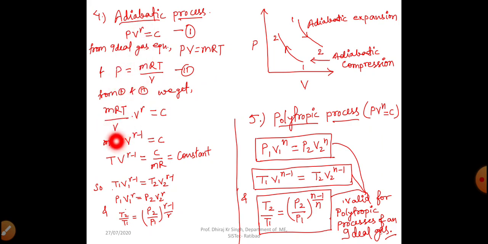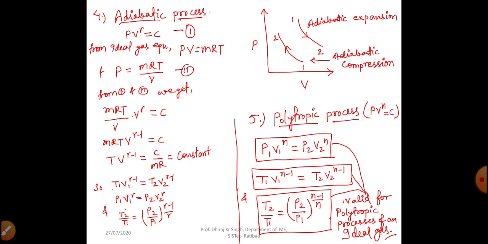After putting the value of P in equation 1, we get mRT by V times V to the power gamma equals constant, and taking the denominator V to the numerator, we can write mRT V to the power gamma minus 1 equals constant. We can also treat mR as constant, so taking mR to the right hand side denominator, TV to the power gamma minus 1 equals C by mR, and C by mR is also a constant. So TV to the power gamma minus 1 is constant.